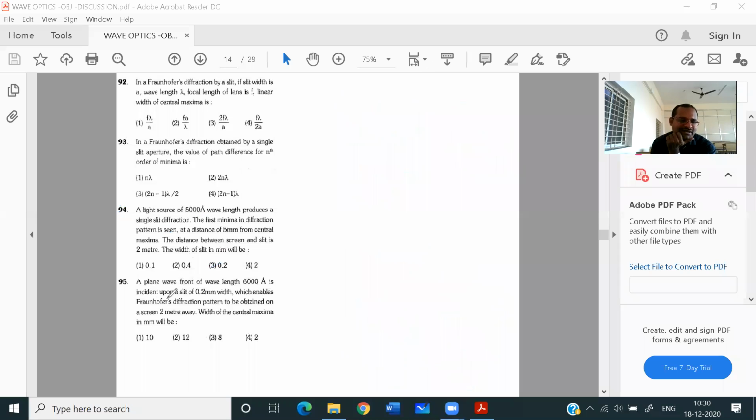Next, 95. A plane wavefront of wavelength lambda equal to 6000 angstrom is incident upon a slit of 0.2 millimeter width, which enables a Fraunhofer diffraction pattern to be obtained on a screen. Capital D is equal to 2 meters. The width of central maxima formula is 2 lambda D by small a. Just a substitution question, substitute and you will get the answer.